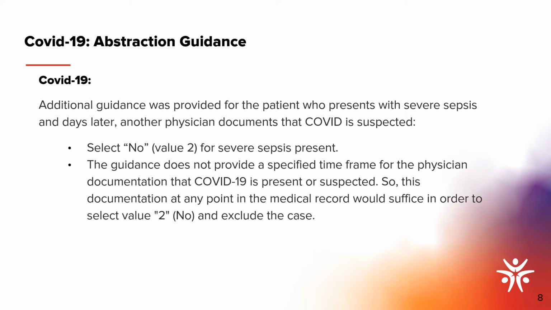This guidance applies to the patient who presents with severe sepsis and days later, another physician documents that COVID is suspected. Select no, value 2 for severe sepsis present. This guidance does not provide a specified time frame for the physician documentation that COVID-19 is present or suspected. So, documentation at any point in the medical record would suffice in order to select value 2, no, and exclude the case.